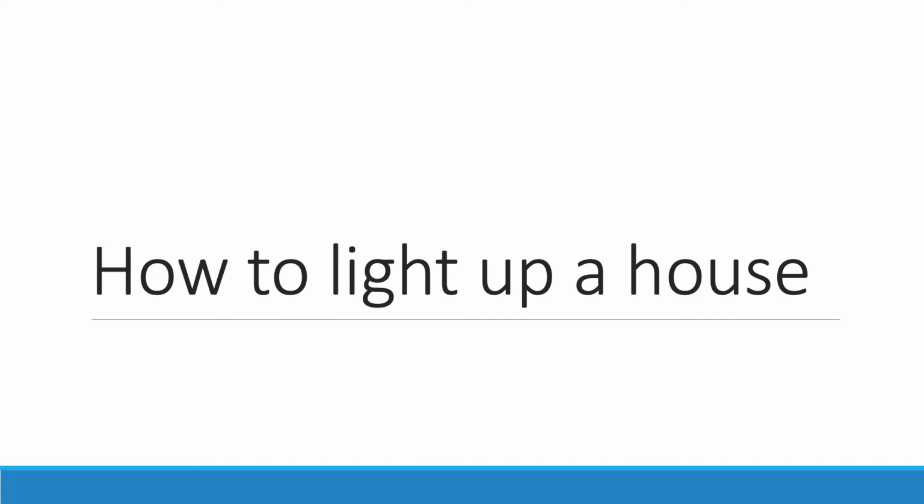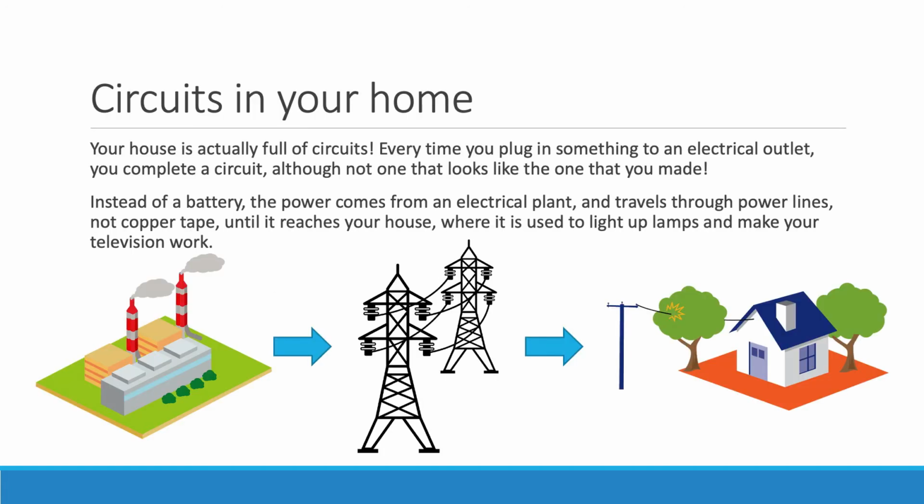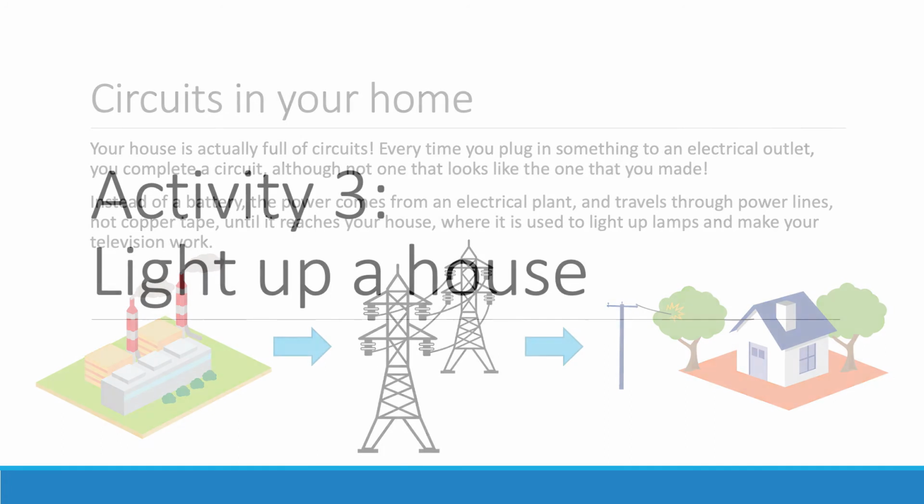Your house is actually full of circuits, even if you can't see them. Every time you plug in something to an electrical outlet, you complete a circuit, although not one that looks like the one that you've made. Instead of a battery, the power comes from an electrical plant and travels through power lines, not copper tape, until it reaches your house, where it is used to light up lamps and make your television work.